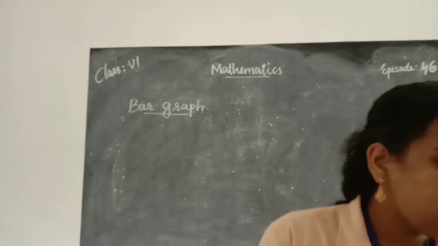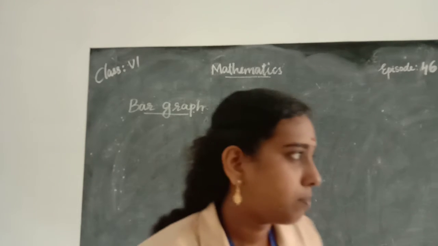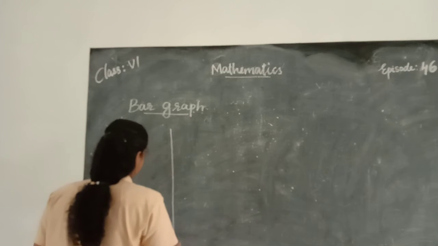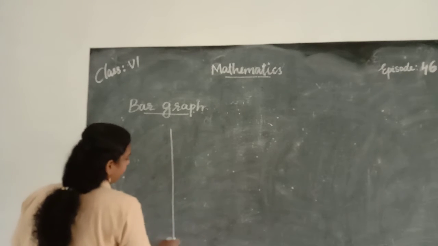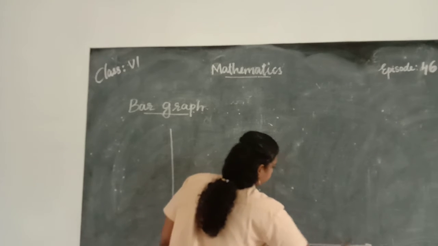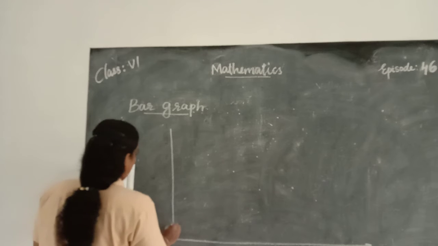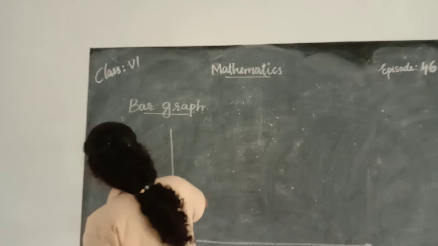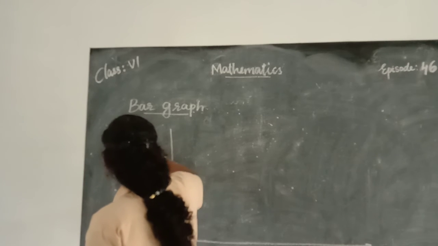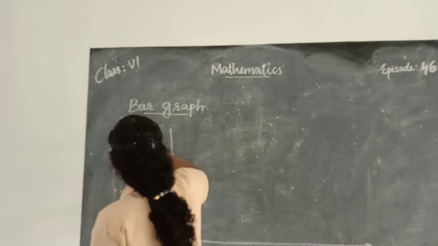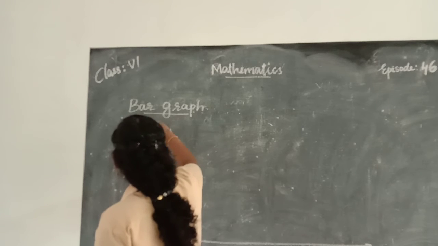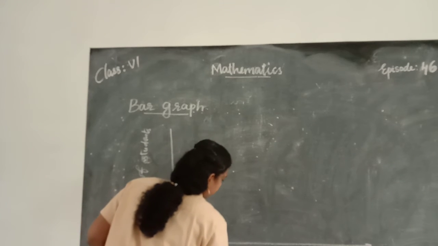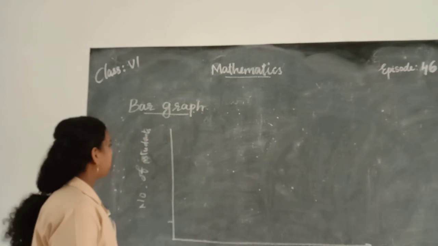If the bar graph is given like this, draw a vertical line and a horizontal line, then represent the points. Here the details are the number of students. Draw the graph using number of students and years. Number of students and years.